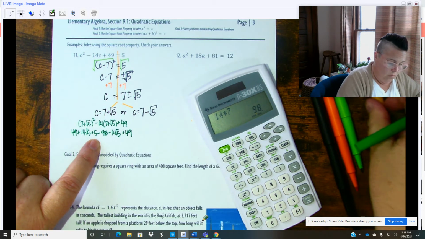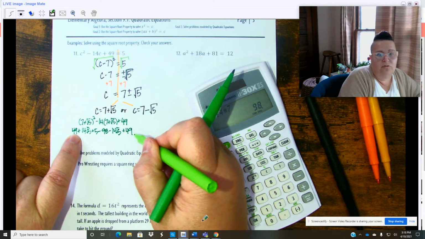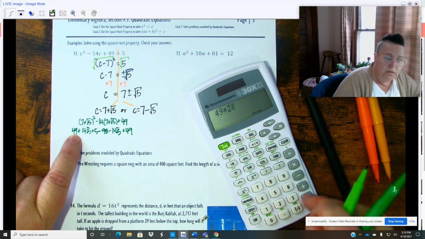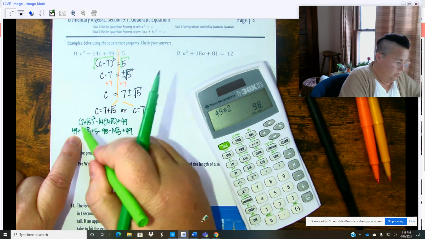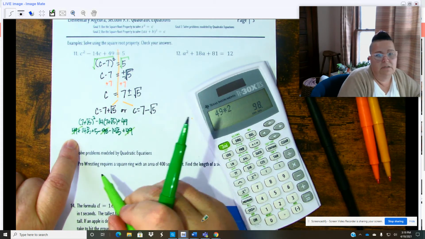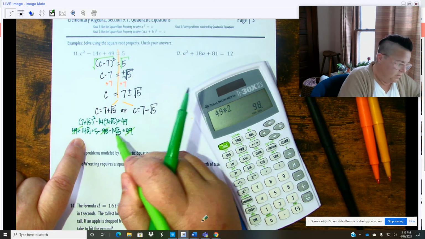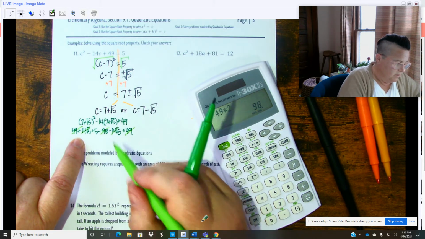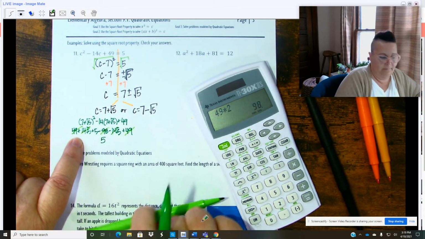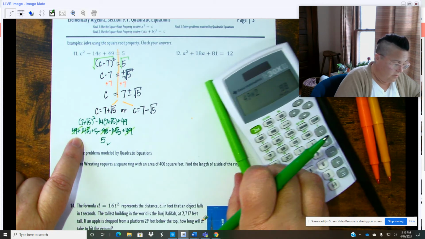Okay, so 49 and 49, because that drew my eye right away. So 49 times 2 is 98, but I'm subtracting 98, so those three will zero out. And then I have a plus 14 square root of 5 and a minus 14. Those two will zero out. And I'm just left with 5. So it checked. Yes. Okay, now let's try the other one.